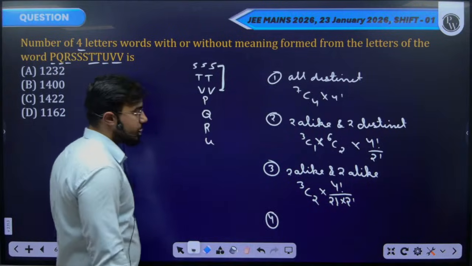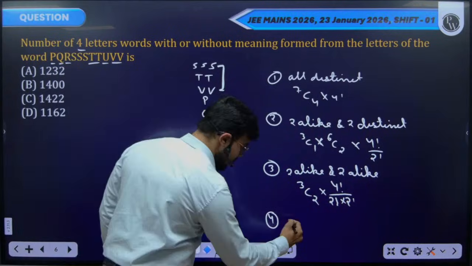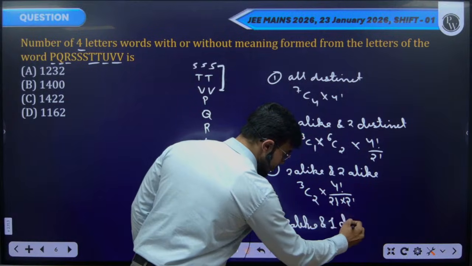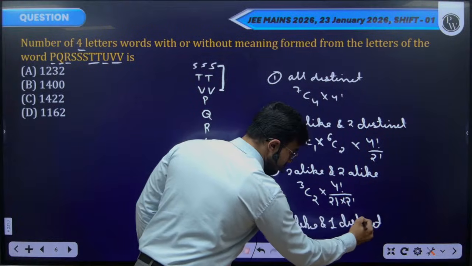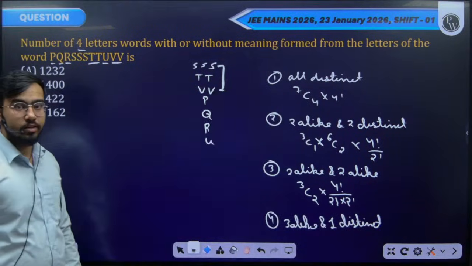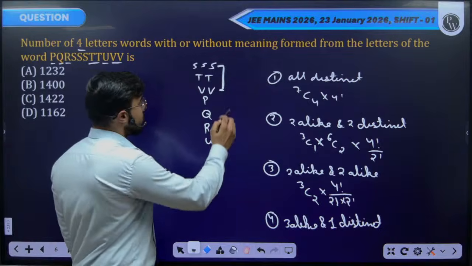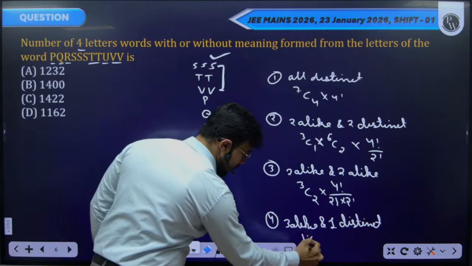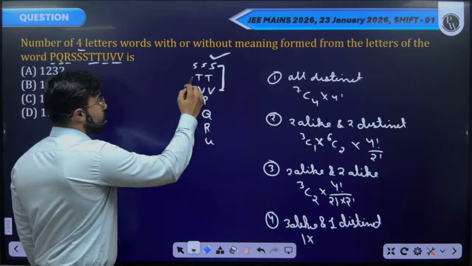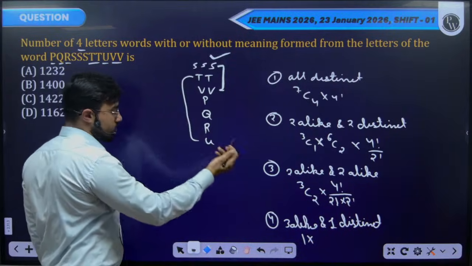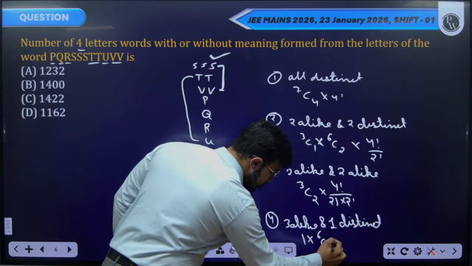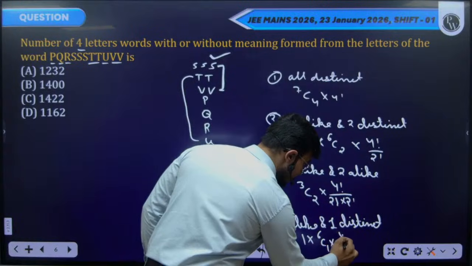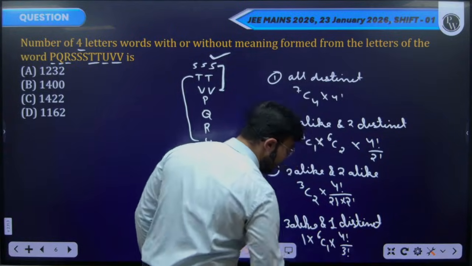Fourth case, 3 letters alike and 1 distinct. How can we form it? For 3 alike and 1 distinct, you just take the 3 S. This is only one way to select the 3 S. Now from the remaining 6 you can take any letter, 6C1. What is the arrangement? 3 letters are the same, so the arrangement is 4 factorial upon 3 factorial.